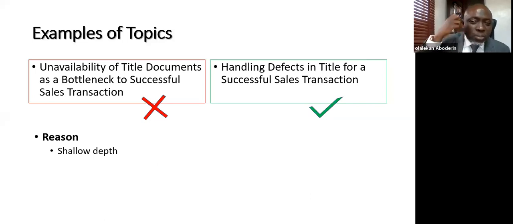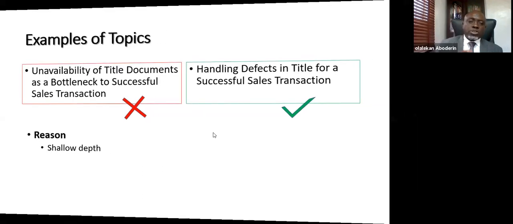That calls for what? Professional input. How do you identify what constitutes defects? Then what are the measures or professional efforts that you do to correct the defects? And how has correcting the defect impacted or contributed to the successful sale transaction? Okay, so this is one topic. The first one here is saying no, this will not be right. This one is saying yes, more or less with the same mindset, the same subject matter that the candidate wants to write. So then equally, another topic is this.